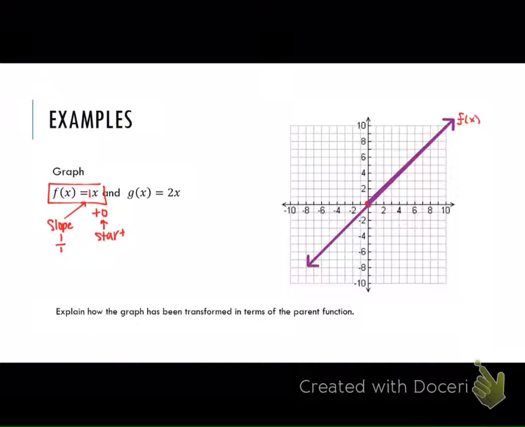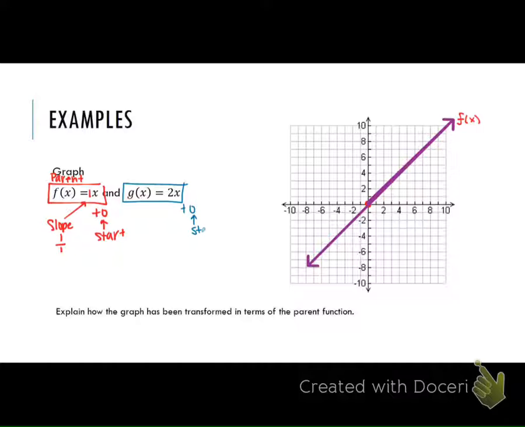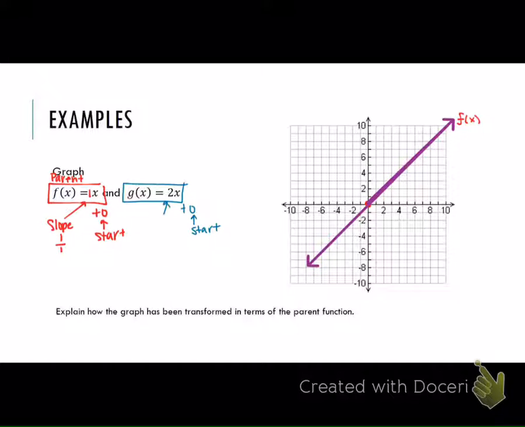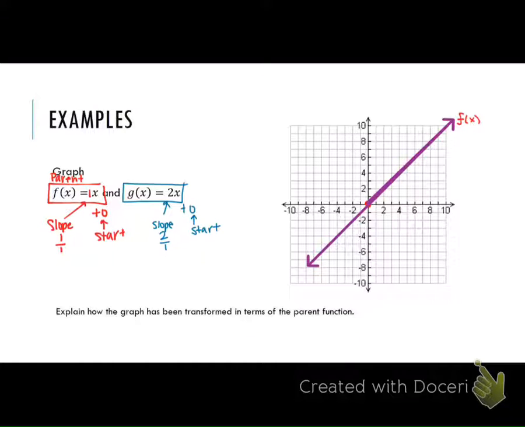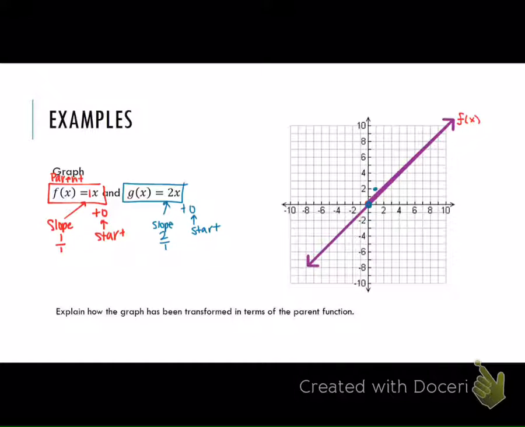All right, so that one is f of x, which is also known as the parent. So this is the parent function here. It's the most stripped down version of a line. g of x equals 2x means you start at 0, there's nothing added at the end, and your slope is 2 over 1. So up 2 over 1, up 2 over 1.